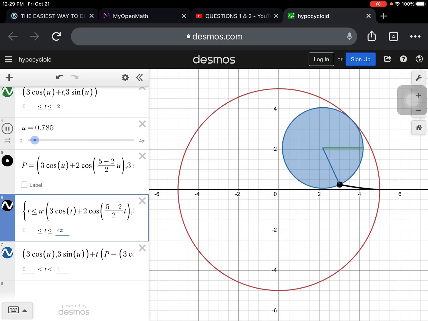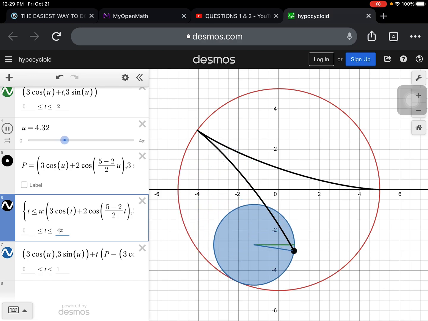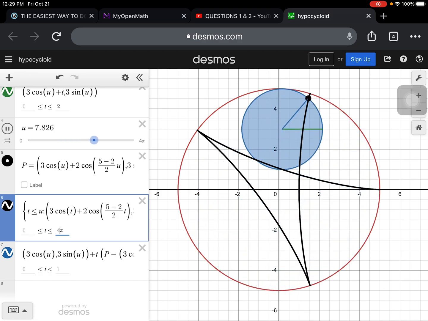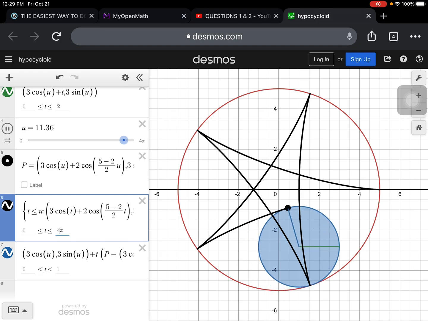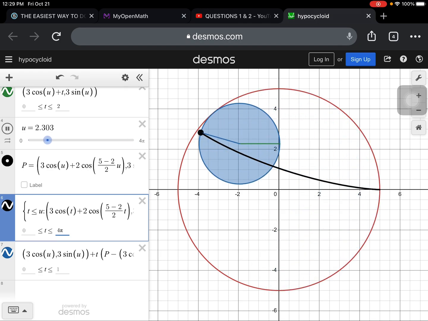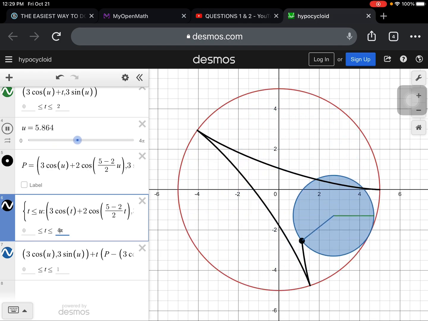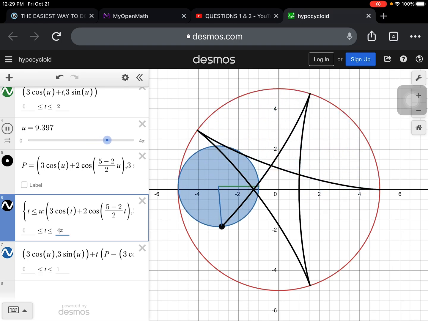So for future reference, what you'll have to do next is derive the curve as the circle rolls on the outside. I did the one for the circle rolling inside. You'll do the one for the circle rolling outside. We'll talk more about that today.